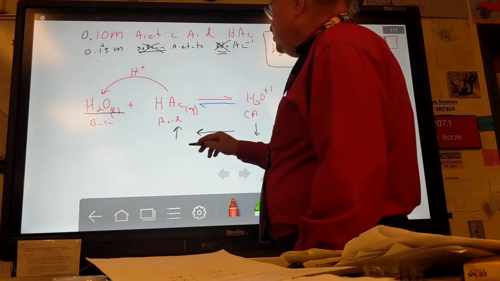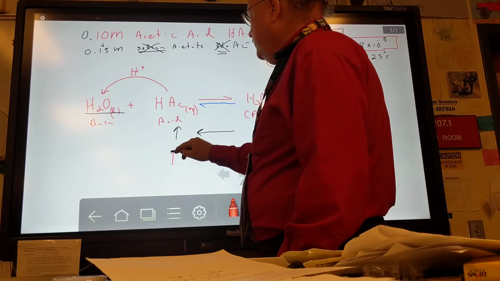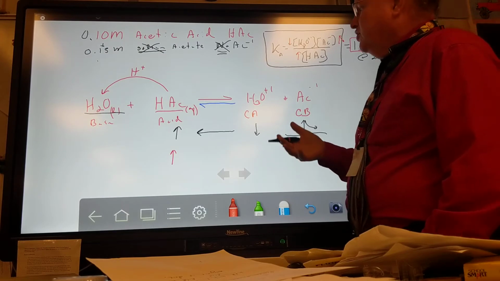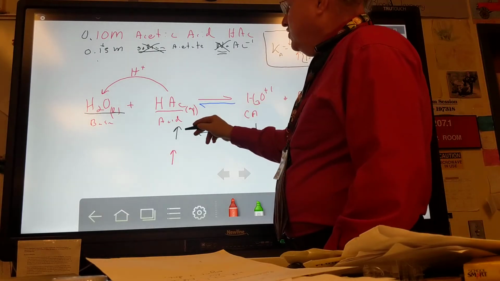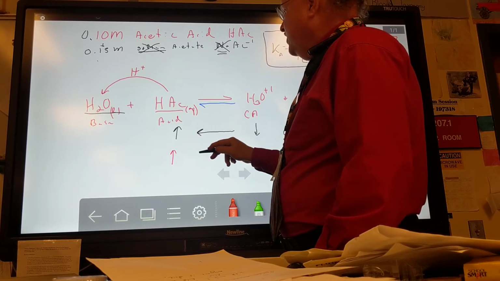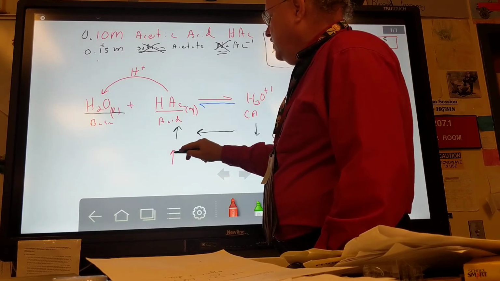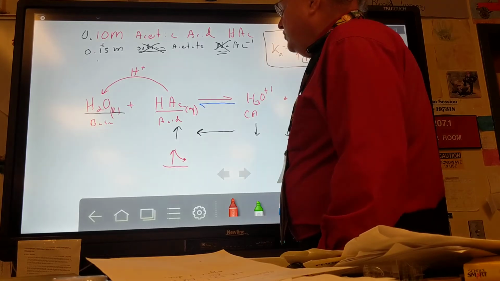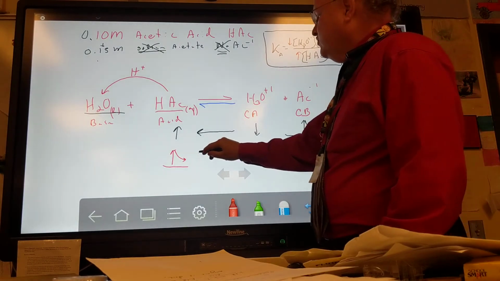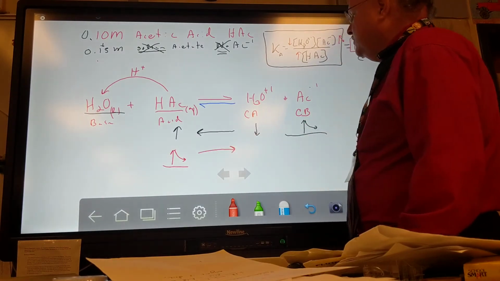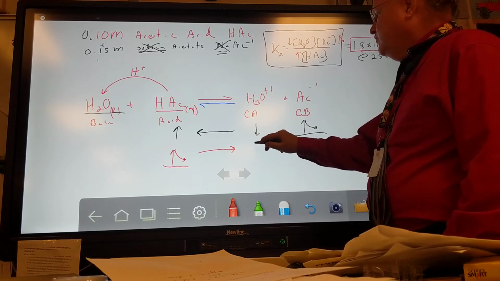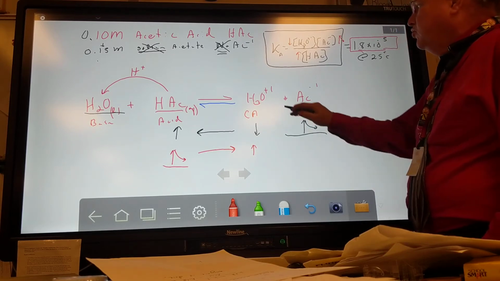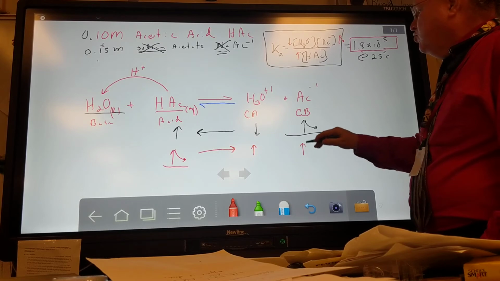If I was to increase my concentration of acetic acid, you always have to look at this from your initial: what was the initial stress? Because if you look at both of these, it gets confusing. You see that you're both increasing acetic acid. And whenever I show my initial increase, I always show a downward arrow. That's showing that the equilibrium is trying to bring it back down. To bring it back down, it's going to shift to the right, okay? And that effectively would increase the amount of ionization, okay? So you're going to get more hydronium, and you're going to get more acetate.